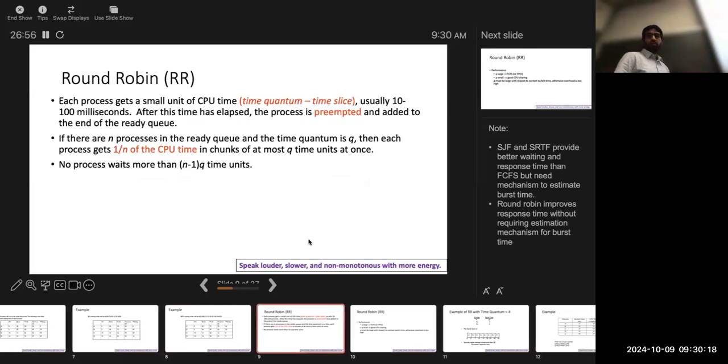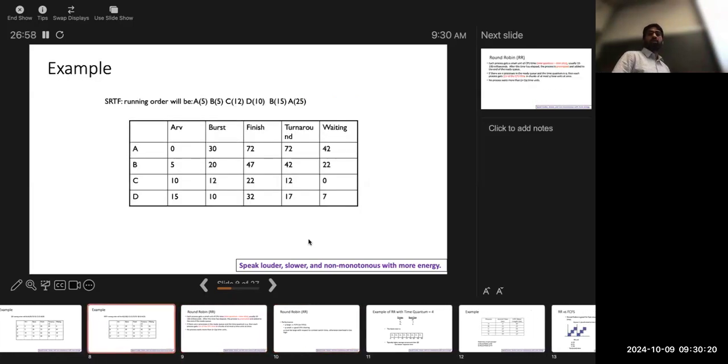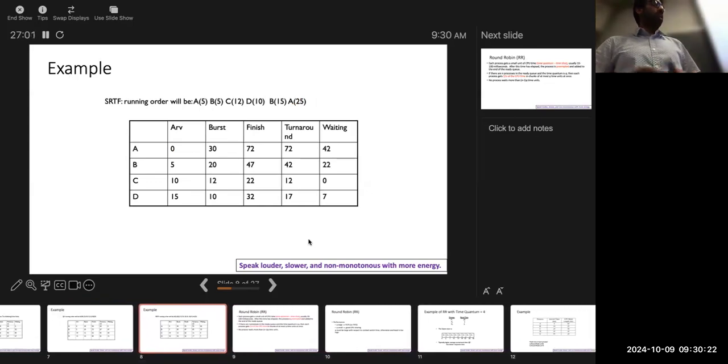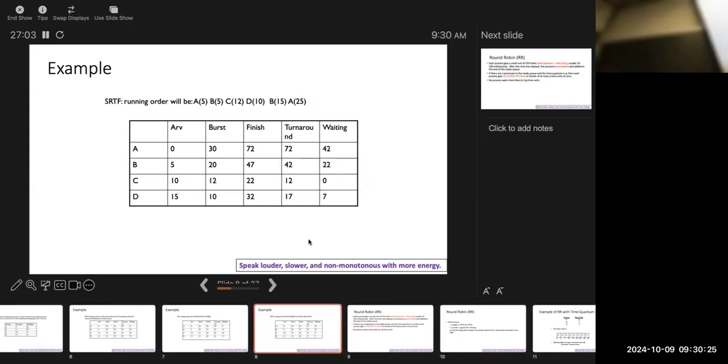So maybe we can first do an example again. We can follow the same format. We can do an example on the board, and then we can read the slides.